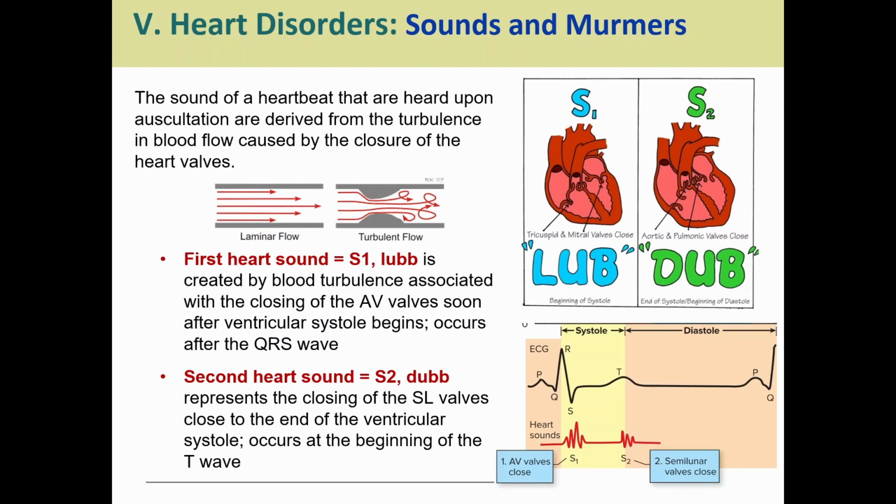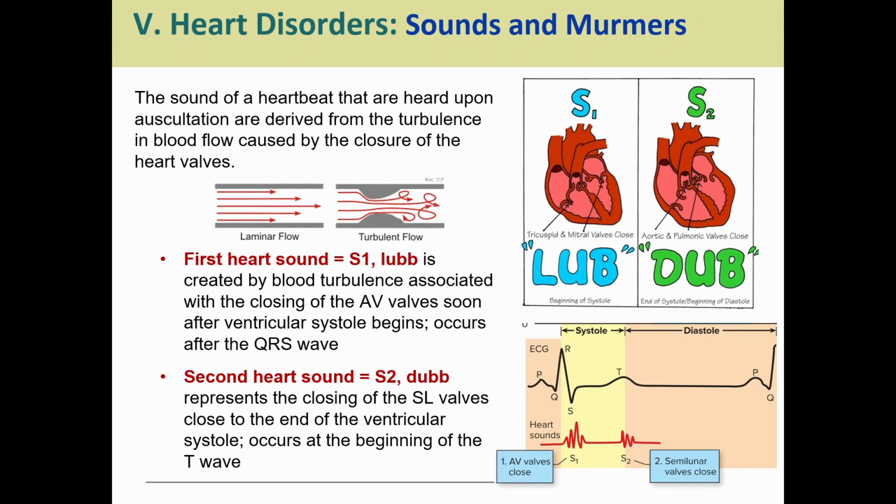Kind of like if you were to splash water, right? It's going to cause a splash right in there. So we get turbulent flow, and we hear that turbulent flow when we hear the heartbeat. So the first sound is the lub. That's when we have the AV valves close, right? This is going to be right after that QRS complex. The heart sound we hear next is the dub. That's when the semilunar valves close, right?